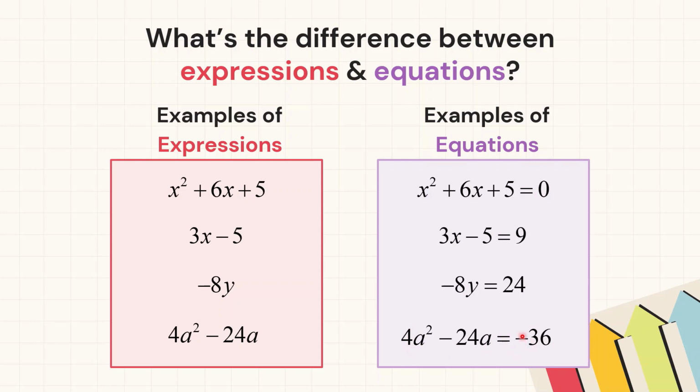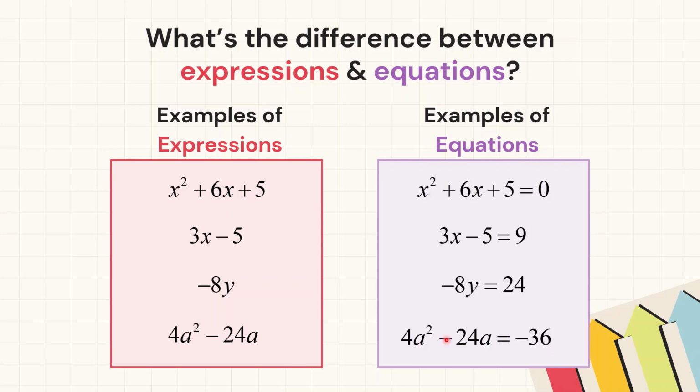So there are a few examples of equations such as 3x minus 5 equals to 9 and negative 8y equals to 24, which we know how to solve already. Because these are linear equations, the highest power of the unknown is actually a power of 1. Just that we do not intentionally write in the power of 1. Whereas for equations such as x squared plus 6x plus 5 equals to 0 and 4a squared minus 24a equals to negative 36, these are considered quadratic equations, which is what we will be learning how to solve in this lesson today.